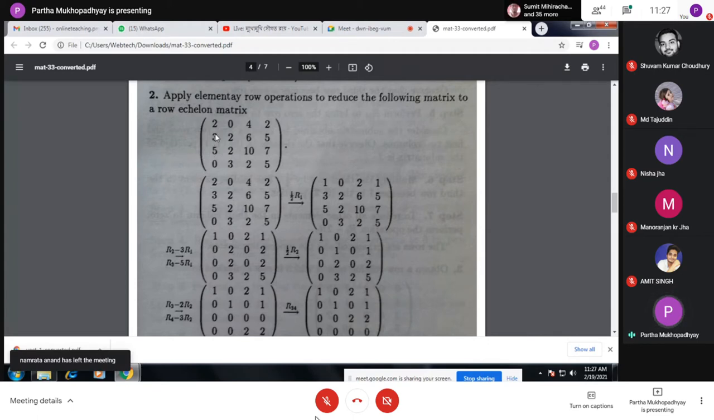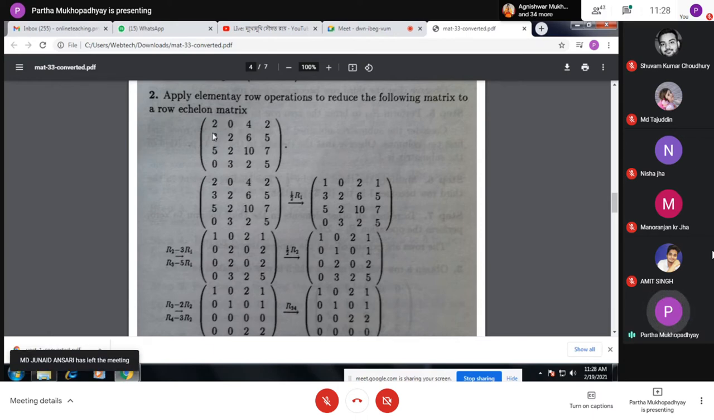Then go for the elements of the first column: the second row, third row, and fourth row. Make them zero. So in this matrix, all these 3, 5, 0 should be brought to zero by suitable row operations. By suitably chosen row operations, we should try to bring zero at these positions in the first column, except the first cell element.